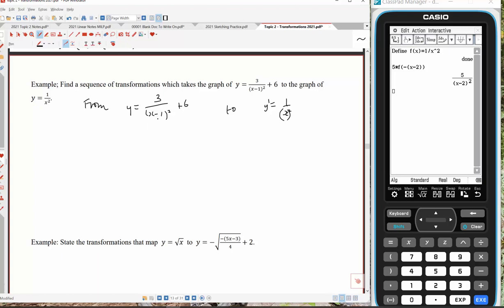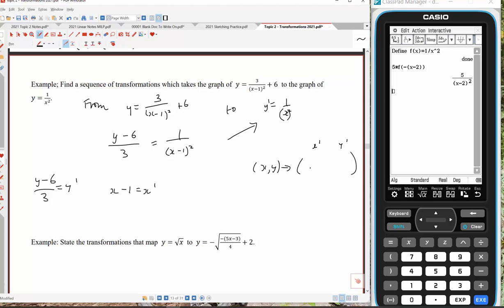Okay, so let's get them ready for pairing. This time around, the second function, or the one we're going to, doesn't need any work. The first one does. So we've got (y take 6) over 3 equals 1 over (x take 1) all squared to this. All right, so let's pair them up. (Y take 6) over 3 equals y dash, and x take 1 equals x dash. All right, now remember what we do here, x dash, y dash, transformations go there.